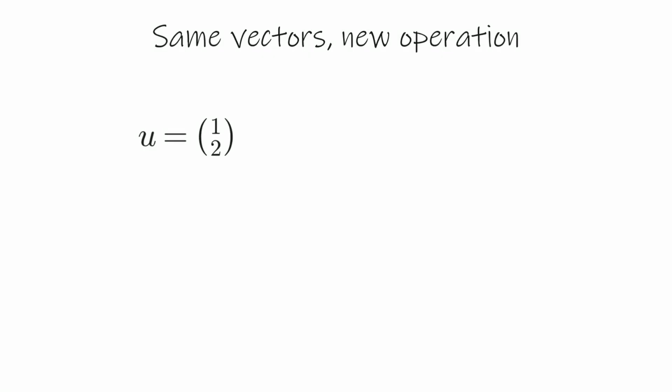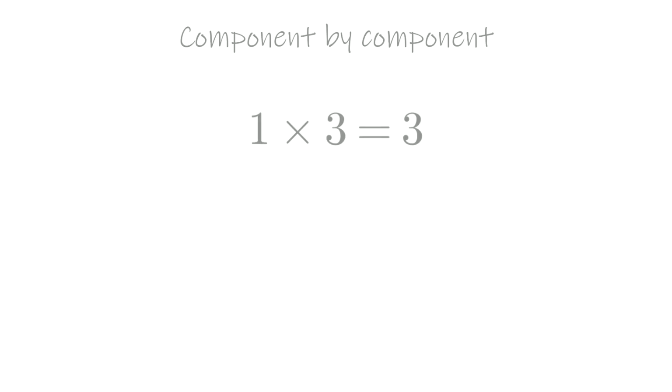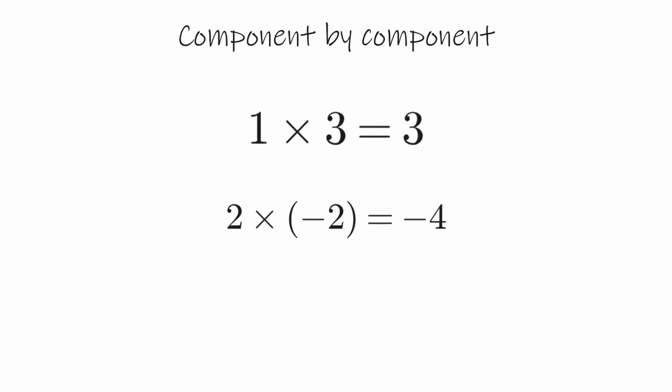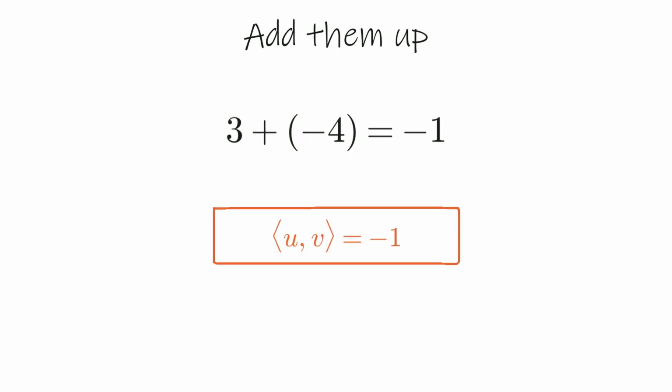Our u is 1, 2. Our v is 3 minus 2. Same vectors, new operation. 1 times 3 is 3. 2 times minus 2 gives minus 4. 3 plus minus 4 is minus 1. The inner product of u and v is minus 1.